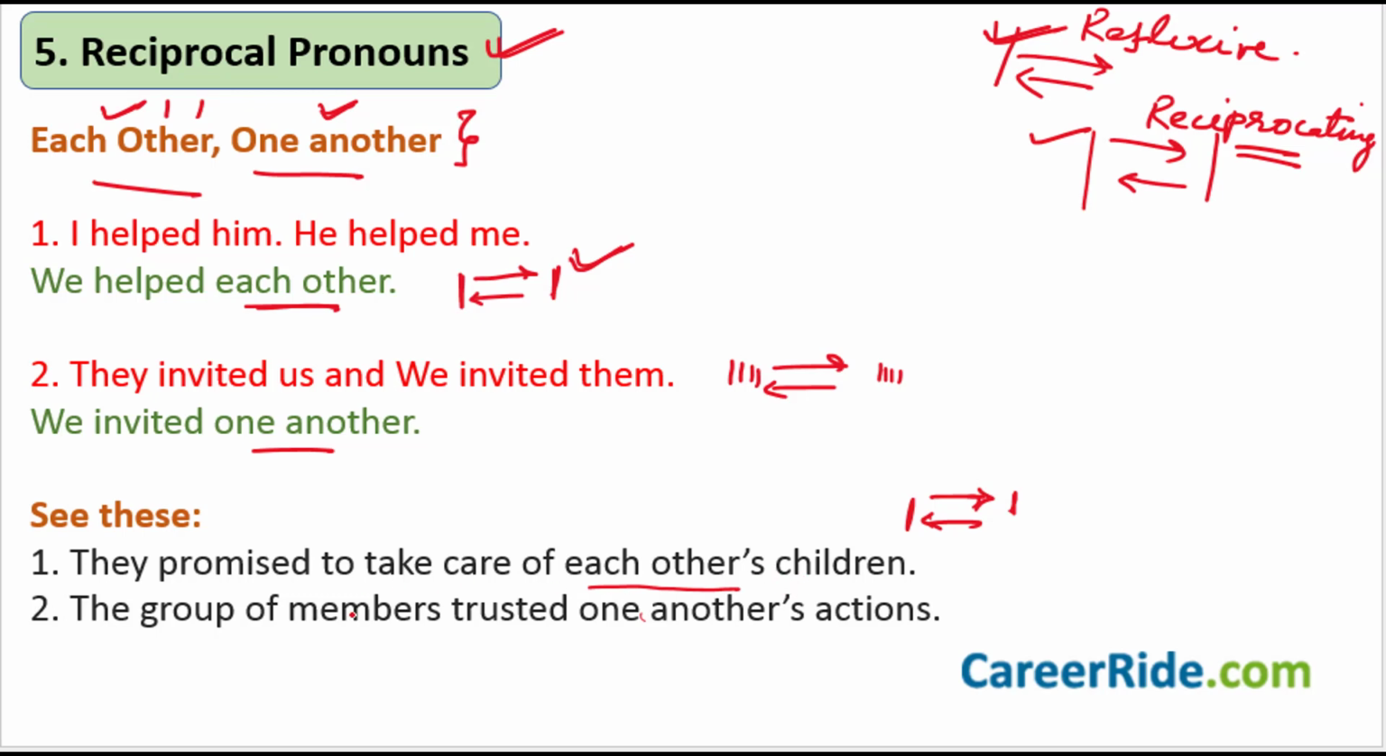We are trying to show the belongingness of the children. Okay. Similarly, this second sentence, the group of members trusted one another's actions, because there are more than two things. And the actions apostrophe S because we are trying to show that these actions are owned by those people, right? They belong to them. I hope this has clarified your understanding about reciprocal pronouns.